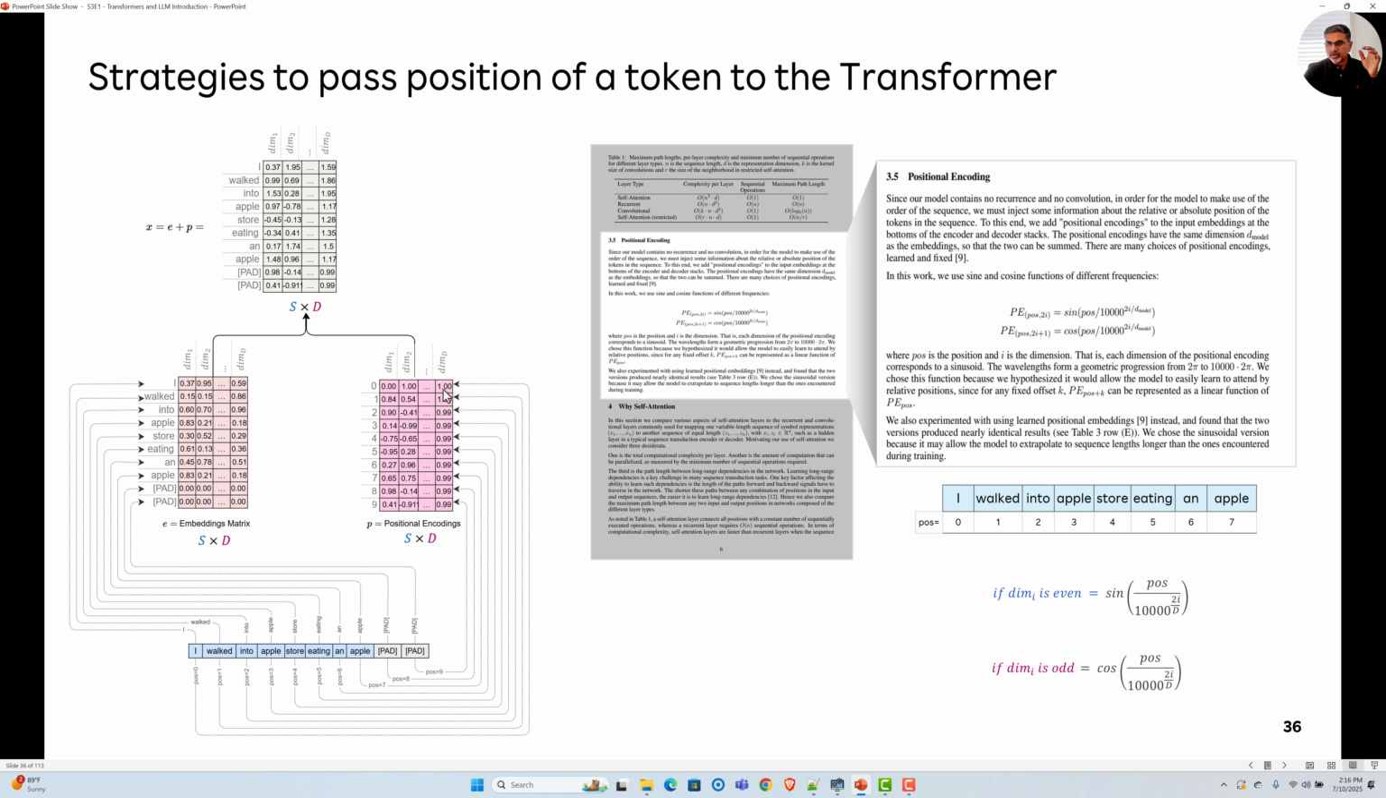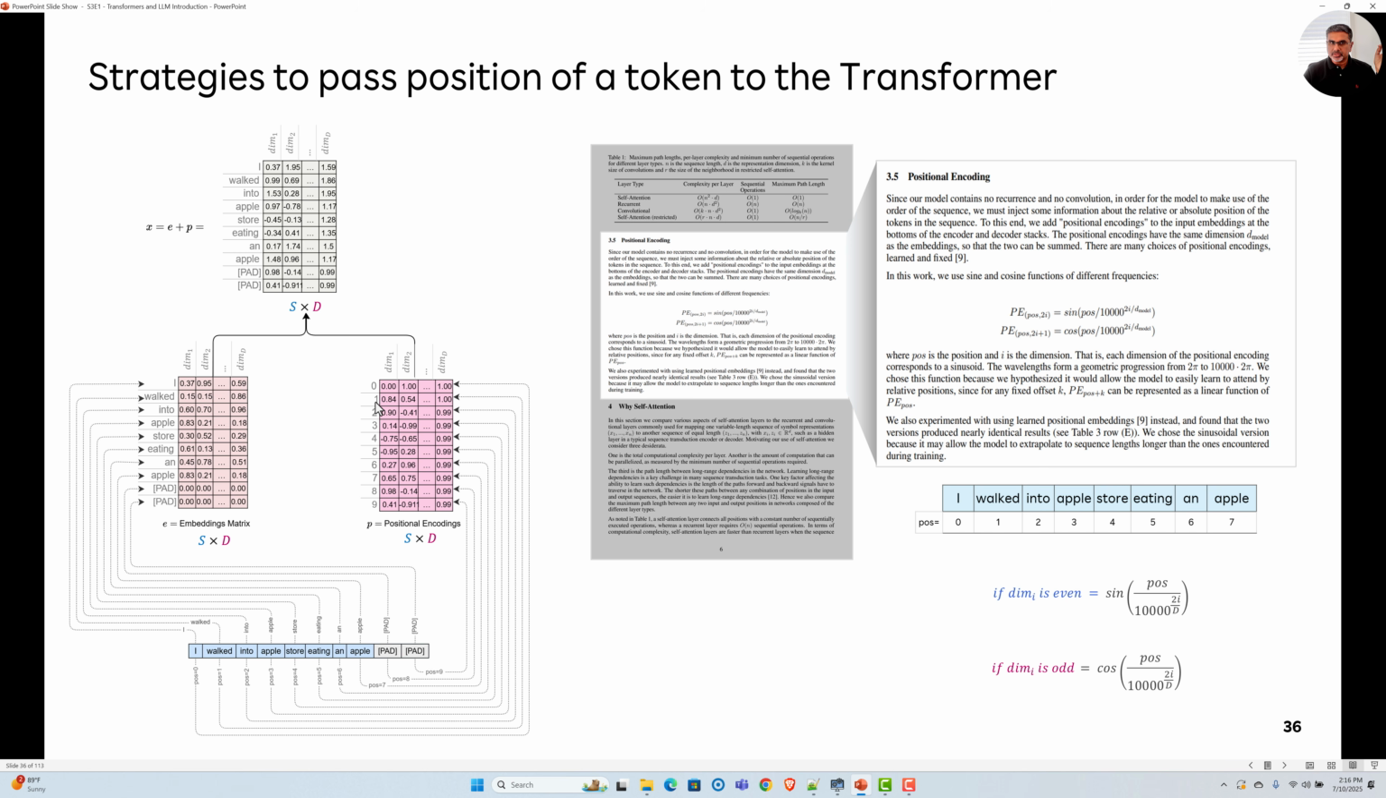When you get to the next slot, it is dimension 2, which is even. So you do sine of position, which is still 0, divided by 10,000, 2 times 2 divided by 7. Get to the next one, 3, which is odd. Cos of position, still 0, 0 divided by 10,000, 2 times 3 divided by 7, and so on till you fill out all these column values.